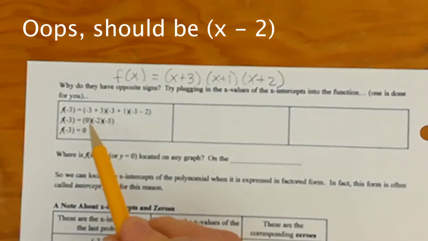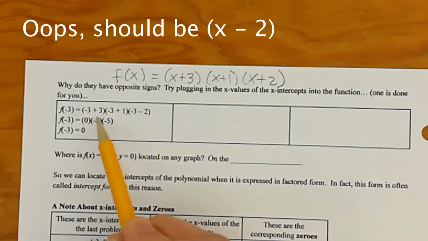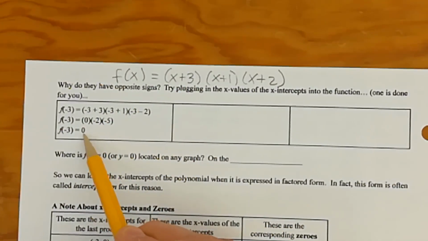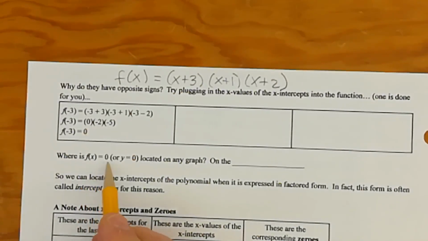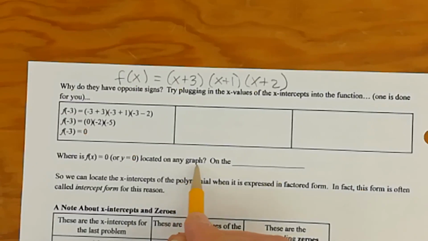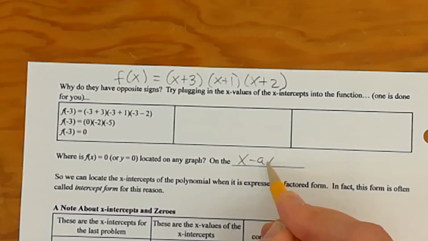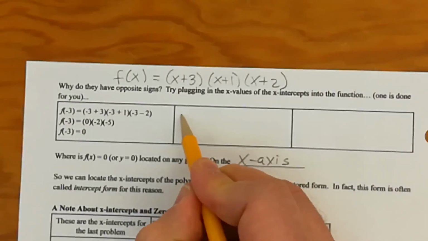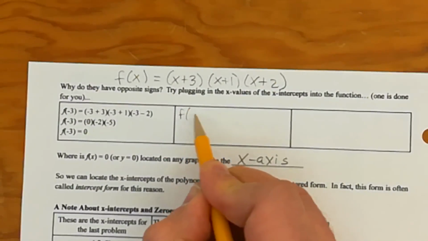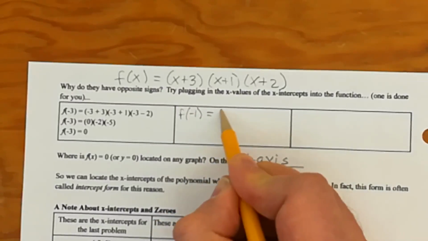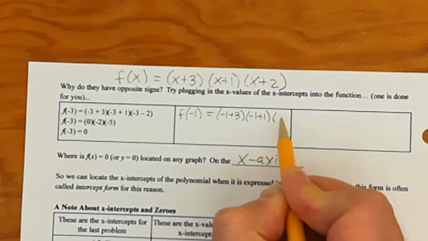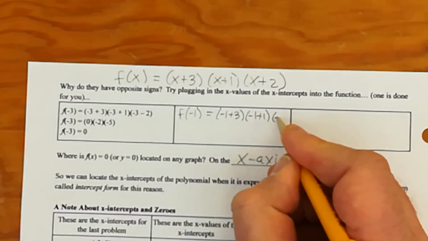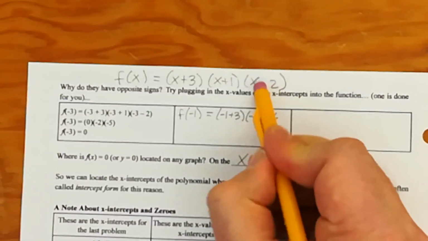If you plug in -3, which I have shown here, this is going to turn out to be 0, and it's going to make the whole thing 0. Of course, when a function equals 0, it's going to be located on the x-axis. Where f of x is 0, or y equals 0, where's that located on any graph? On the x-axis. And that's going to happen with the other ones also. So I'll write these down. Oops, this should have been -2 up here.